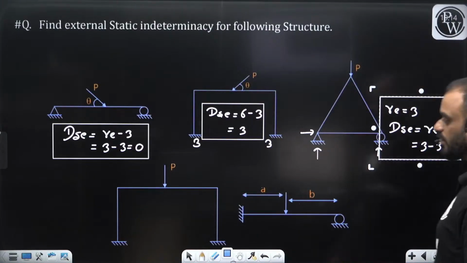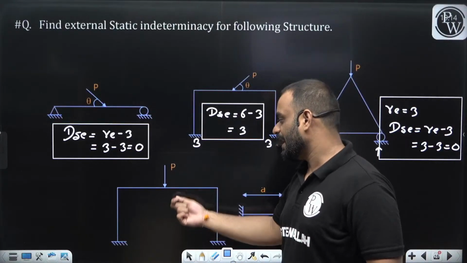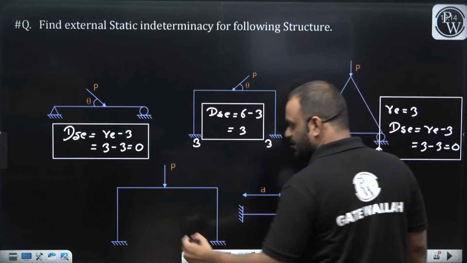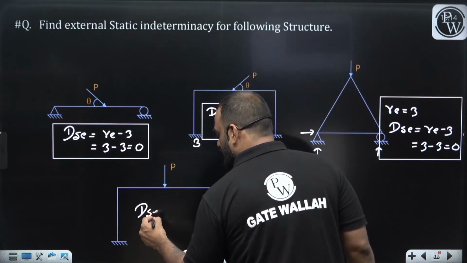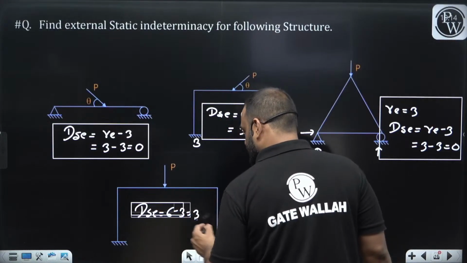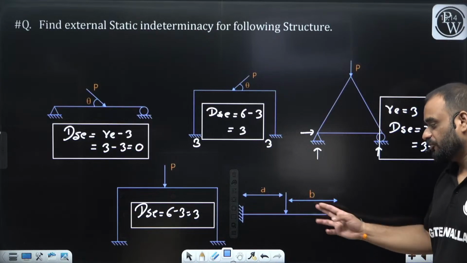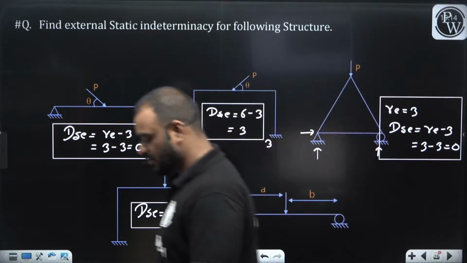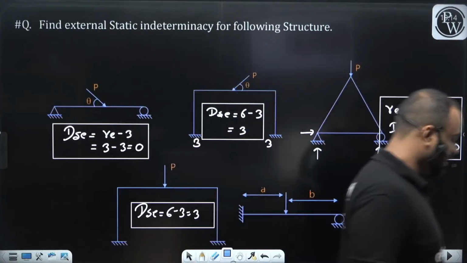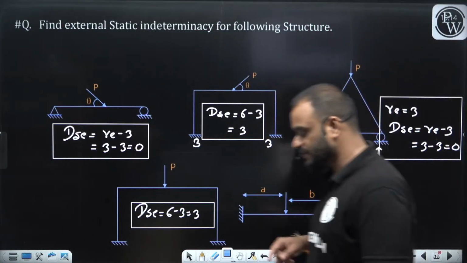Very nice. What about this structure, which is a frame with vertical loading? This particular structure is also discussed, right? So we'll write here DSC is equal to how much? Again 6 minus 3, that is equal to 3. This is already discussed. Now tell me for this one, what is the value of DSE for this particular structure, which is a beam, and in this beam one end is fixed and the second one is a propped support, right? A roller one. What is the value of DSE for this?